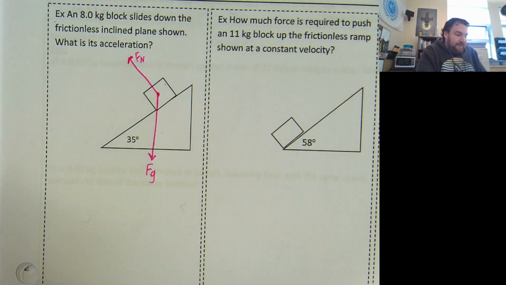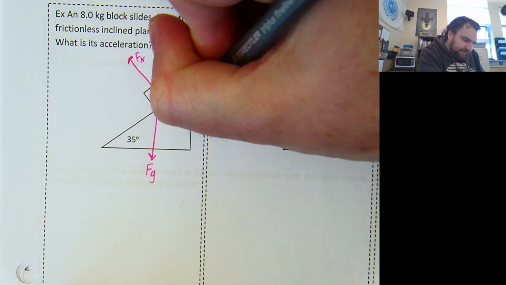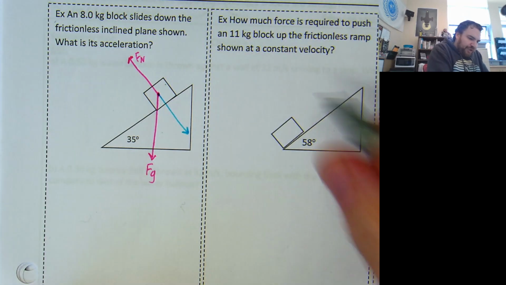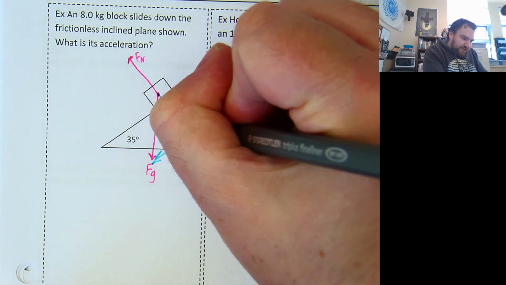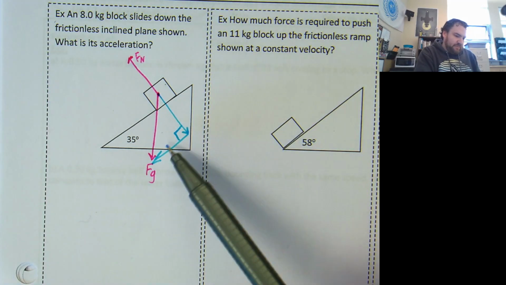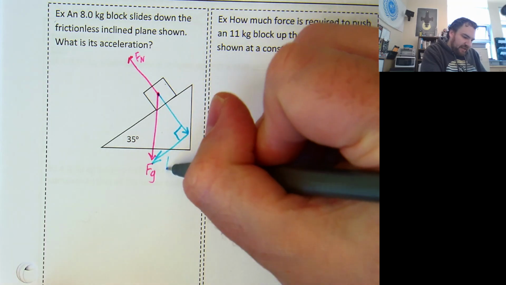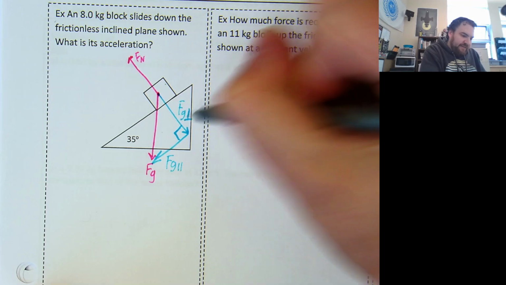So if this is how it's set up, if Fg is straight down and Fn's up there at an angle, as soon as you incline this thing, what you want to do is break Fg up into components. These components are going to meet at a right angle to each other. One of them is going to be parallel to the incline, and the other one is going to be perpendicular to the incline.